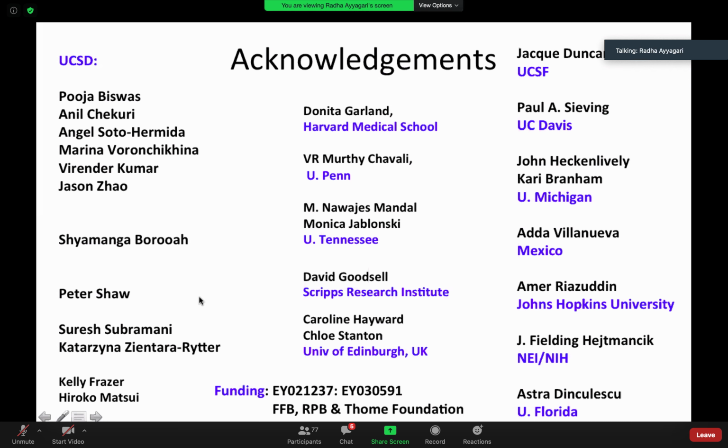And I mentioned our collaboration with other investigators on the UCSD campus. Murthy Chavali characterized the CTRP5 mouse model, and he's currently an assistant professor at UPenn. And Nawajes Mandal carried out early studies on CTRP5 when he was a postdoc in my lab, and currently he's an associate professor at the University of Tennessee. I also collaborated with a large number of clinical collaborators, and some of them who contributed a significant number of pedigrees are Jacque Duncan from UCSF and Paul Saving, now at UC Davis, and John Heckenlively and Kari Branham from the University of Michigan, and Ada Villanueva from Mexico, who contributed all the pedigrees from the Yucatan Peninsula and other Mexican pedigrees.